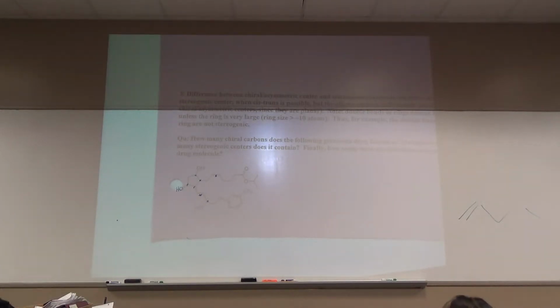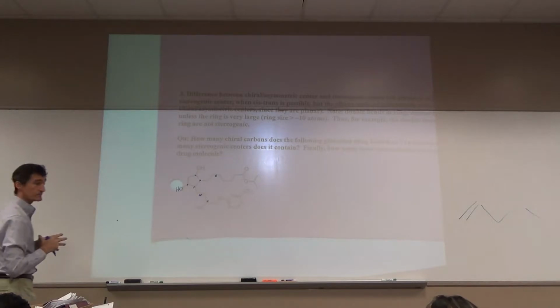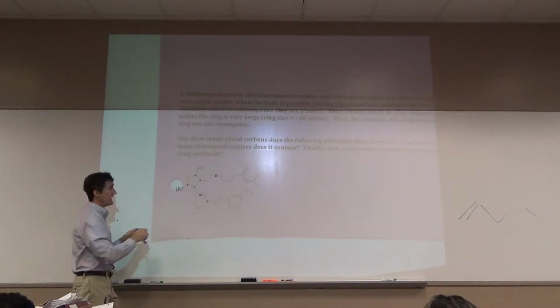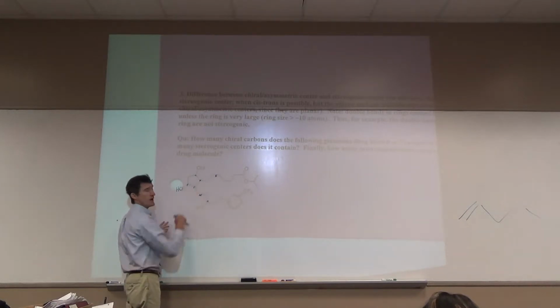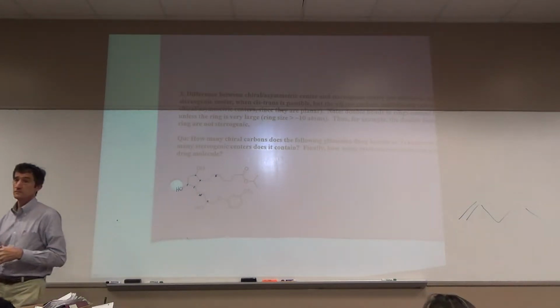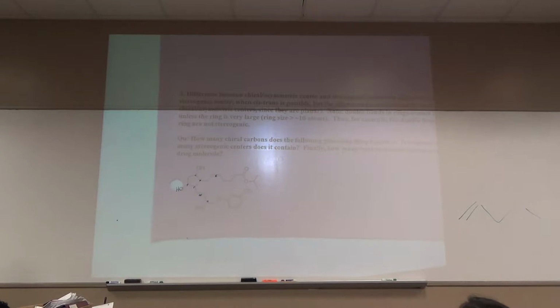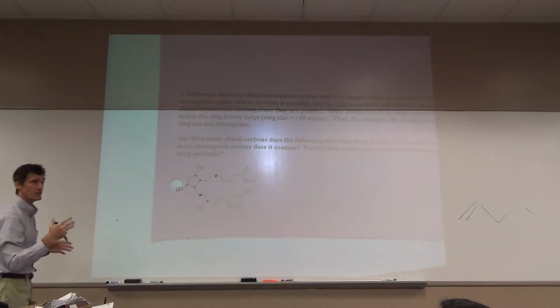2 to the 7 is what? 128. Could you draw all 128? Not on the test. You could have all these chirocarbons being R and both double bonds being trans. That would be 1. You could have them all R, 1 double bond trans, 1 double bond cis. That'd be just all the variations.